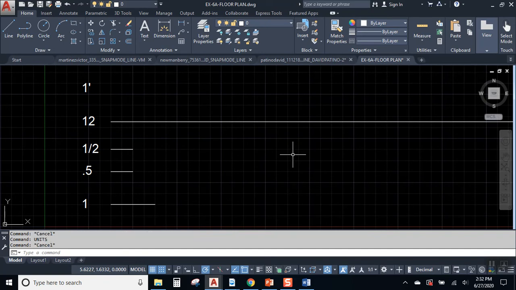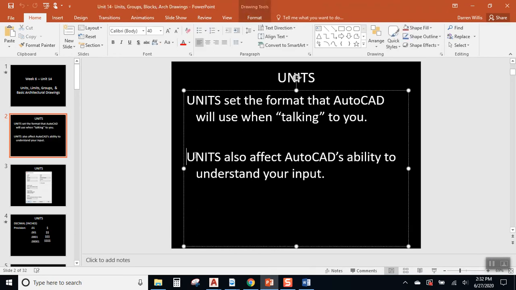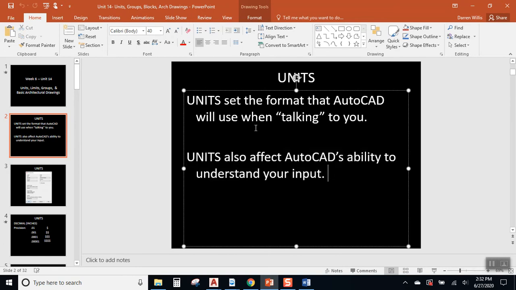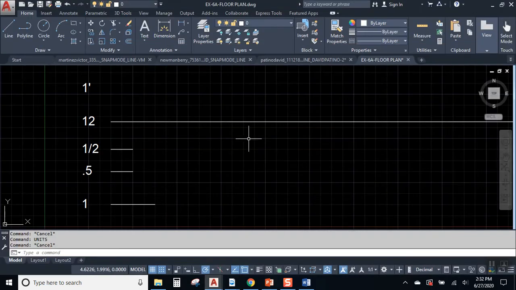That doesn't mean, though, that you can't type in a number with more than 4 decimal places. You could. It's just that units are kind of a funny thing. Sometimes units are important when you talk to AutoCAD. Like right now, we're trying to talk to it in feet, and it doesn't understand feet. So units affect AutoCAD's ability to understand what you're typing, your input. But units are also what AutoCAD's going to respond to you in when you ask it a question. So when AutoCAD talks to you, the response will be in whatever units the drawing is set for. Here's what I mean.